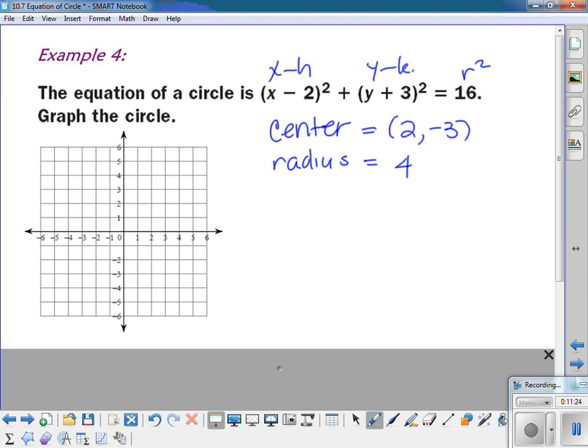So now if I go over to my graph, I find the center point at 2, negative 3, and then my radius is 4, so I can just count 4 horizontally in each direction, and then vertically also 1, 2, 3, 4, and then you can just draw a circle going through those points. And your circle might not be perfect, but that's okay. So that's how you graph them. Any questions there?